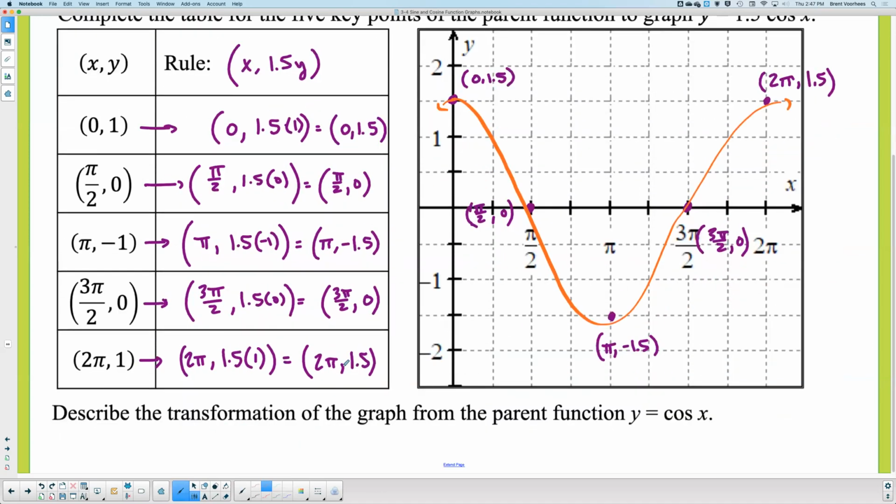Horizontal. We call it a horizontal, different D word. Not displacement, that means the measurement. Horizontal dilation by factor 1.5. Wait, why did we say horizontal? It's not horizontal. Sorry. Vertical. Check that. Vertical. There we go. Vertical dilation by factor 1.5.